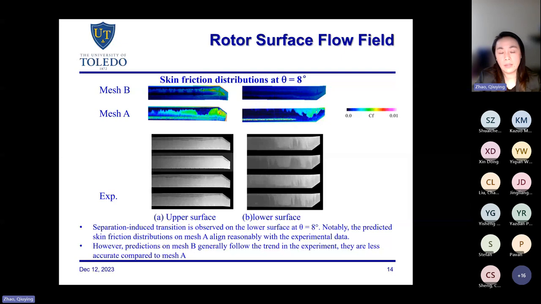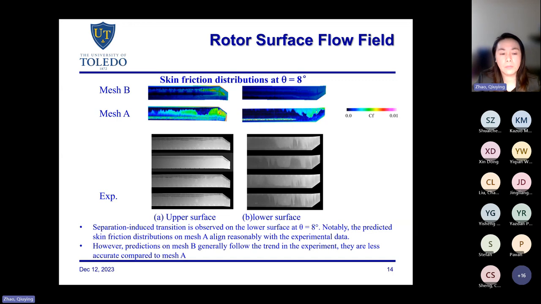So we just look at the integrated values. Now let's get into the rotor surface flow field. Okay, showing here is a predicted skin friction on the upper and the lower surface of the blade. And below we see those grayish pictures. Those are the experimental thermographic pictures from the wind tunnel. And the reason we show four experimental pictures here is that they have done multiple sections of experiment.